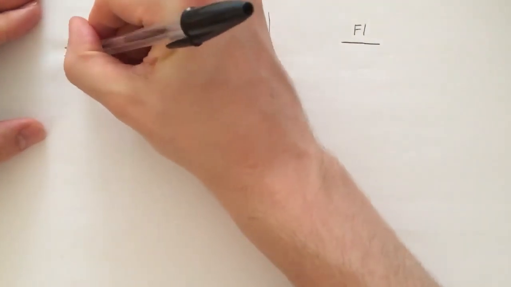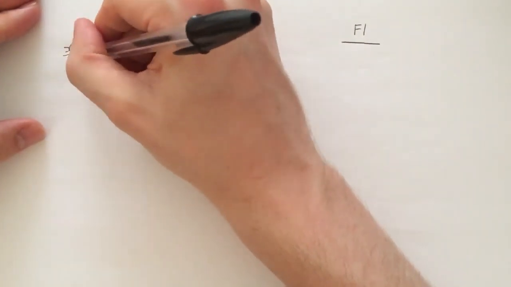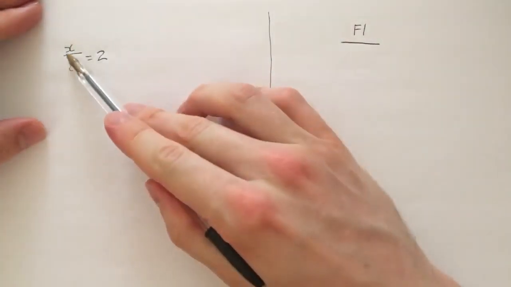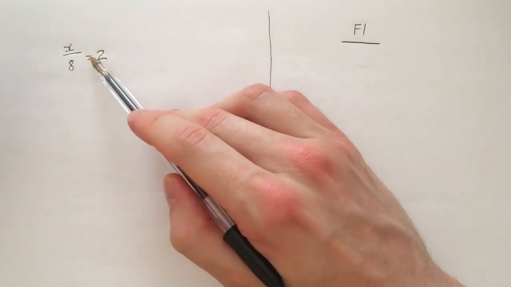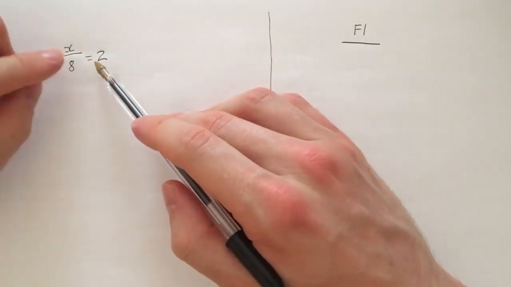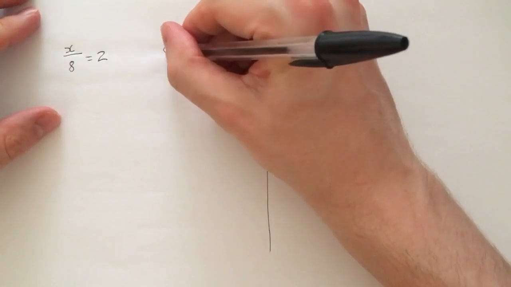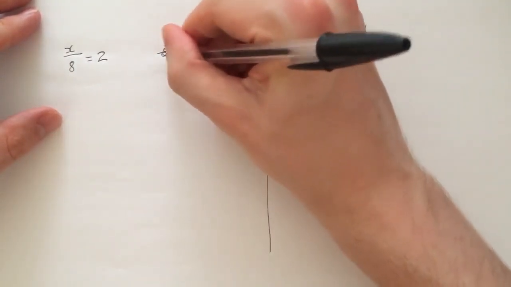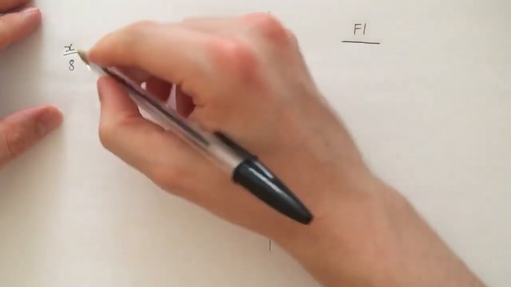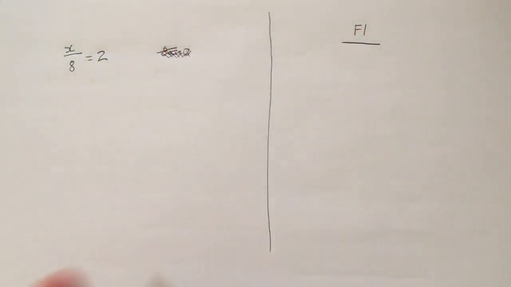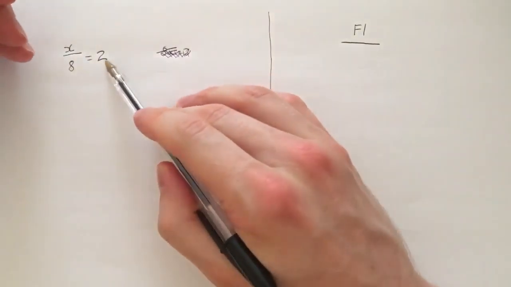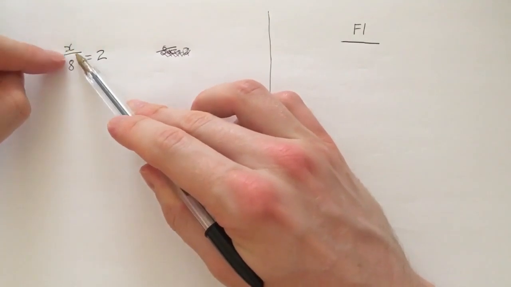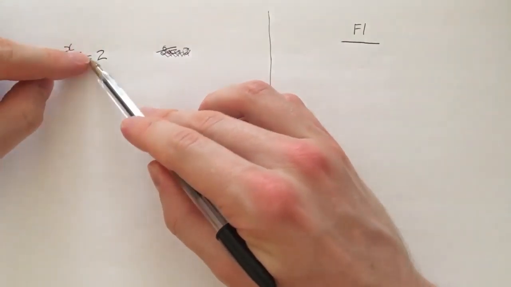X over 8 equals 2. What we need to realise about this is what this actually means, because a lot of people interpret that as 8x equals 2, and that is completely wrong. What does that actually show? X over 8 equals 2. What that literally means is x divided by 8 equals 2.